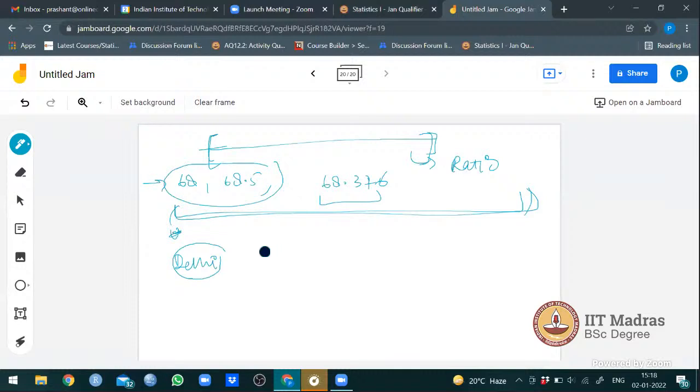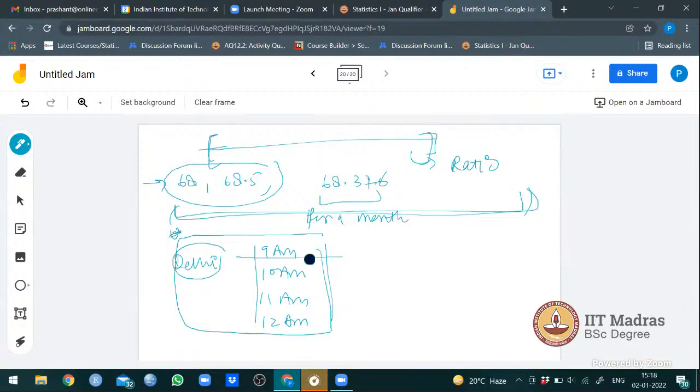Okay, for 9 a.m., 10 a.m., 11 a.m. and 12 a.m., every day for a month. So it will be time series data.